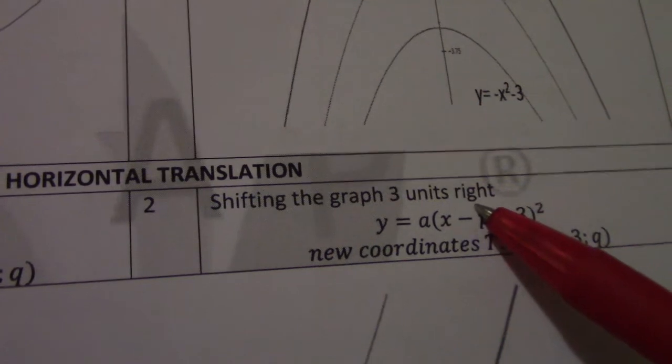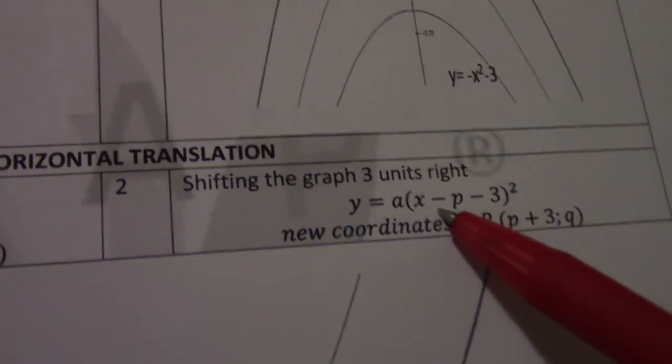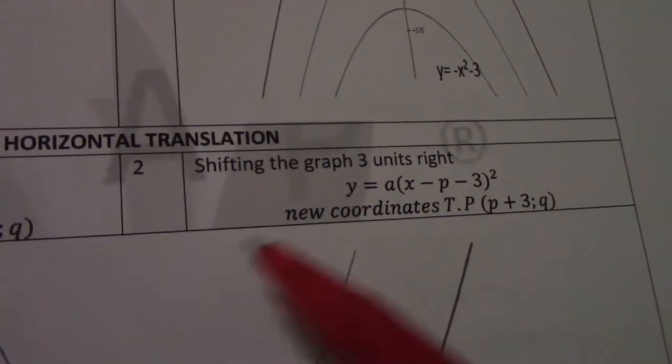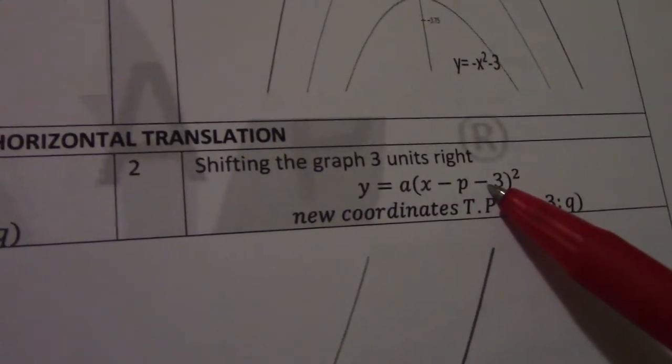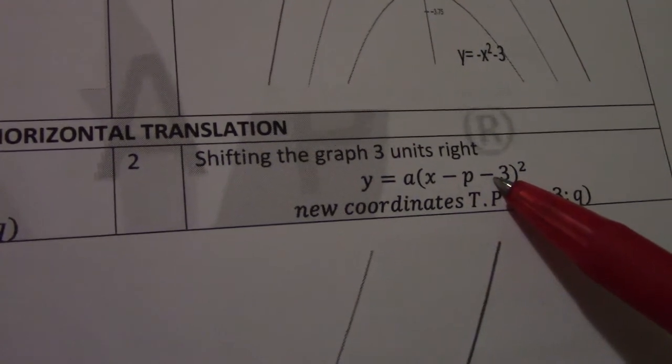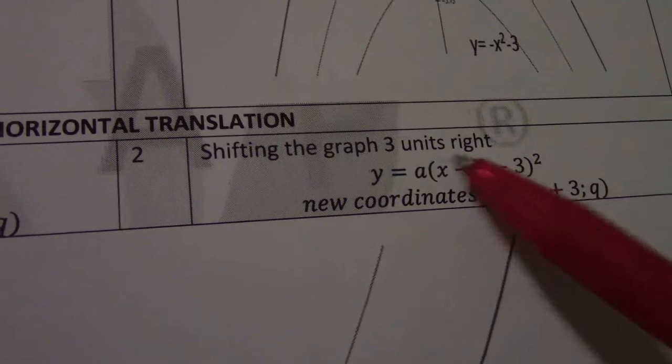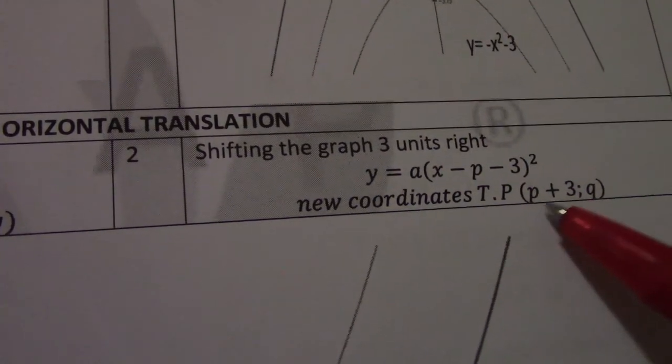Shifting the graph 3 units right, y equals a(x minus p minus 3) squared. So to the right is written as negative, to the left is written as positive, and I write it into the equation. Alright, so there, minus 3 squared. For the new coordinates, 3 units right is put in as positive, so it will become (p plus 3; q).